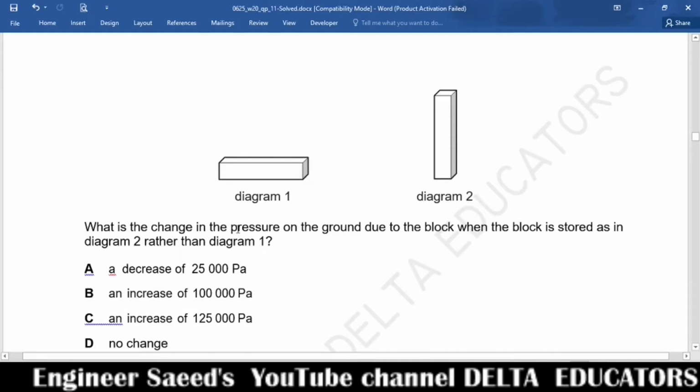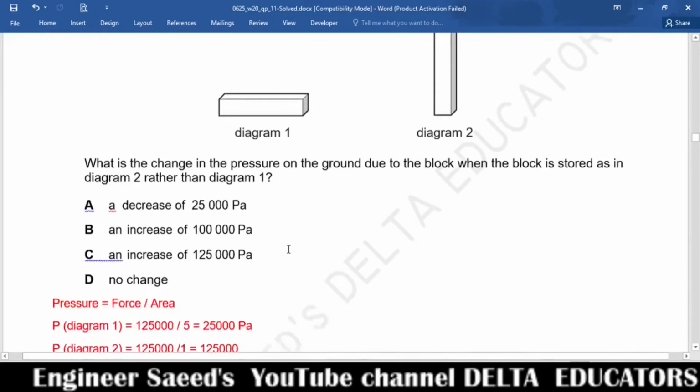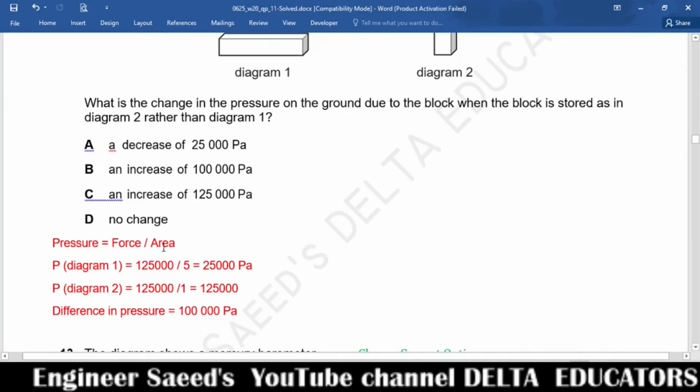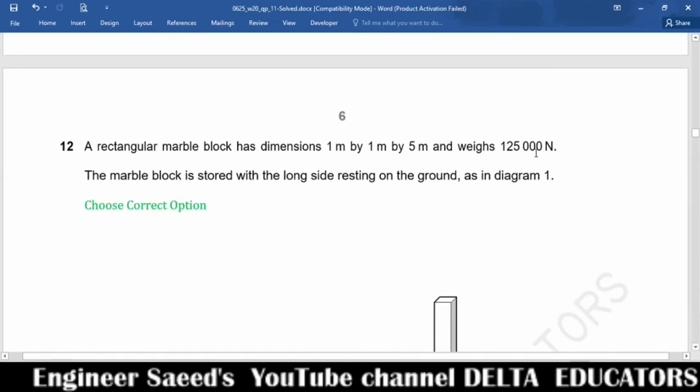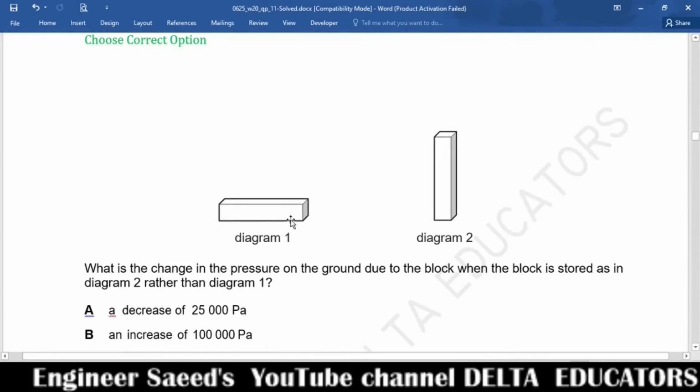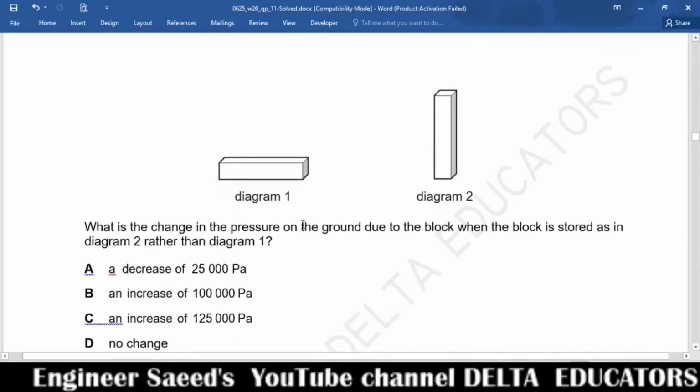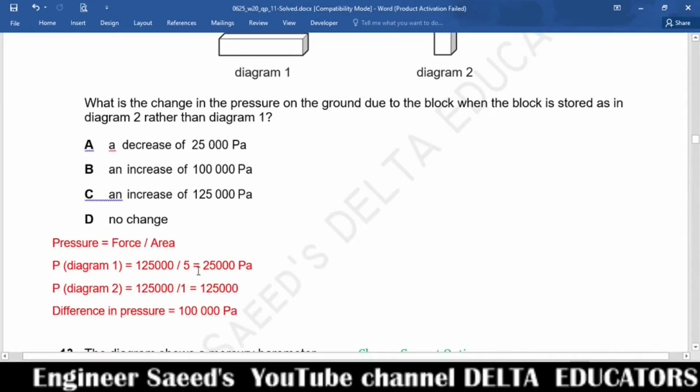Here we have to find out the change in the pressure. To find out the change in the pressure, first we will calculate the pressure in diagram 1, then we will calculate the pressure in diagram 2, then we will find the difference of these two pressures. What is pressure? Pressure is given as force over area. Now in diagram 1, force is given as 125,000 Newton, and what is the area? Here this dimension is 5 meter, this dimension is 1 meter, so area will be 5 meter square. So pressure will be equal to 125,000 divided by 5, it will be 25,000 Pascal.